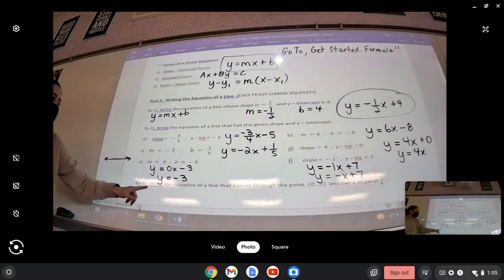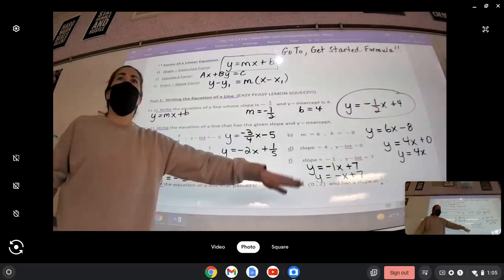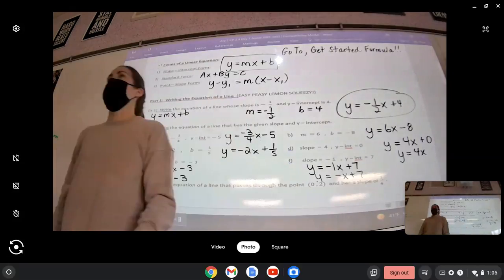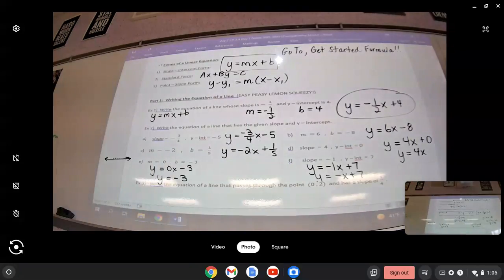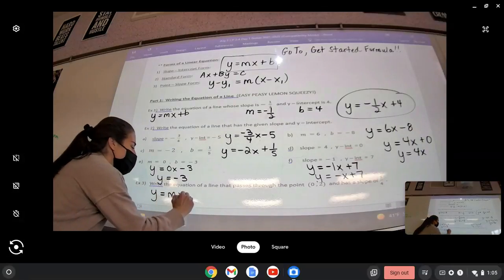Guys, look at this one. Write the equation of a line that passes through the point 0, 2, and it has a slope of 1/4. Who's your go-to get started formula? y equals mx plus b. Excellent.